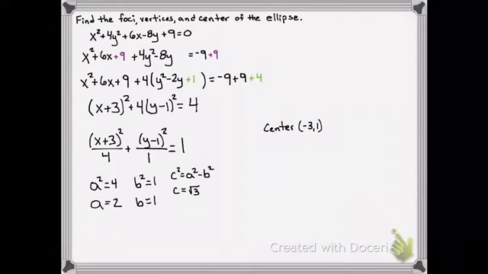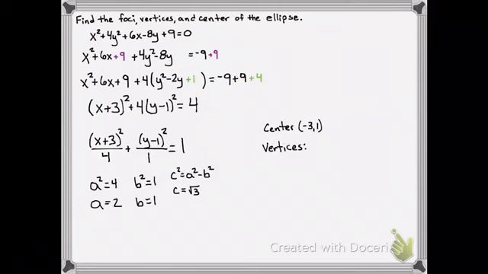This is a horizontal ellipse because x comes first, it's got the bigger denominator, and so the x values of the foci and the center, they're the ones that are going to be different. The y values are all going to be the same. So, from my center, I can get the vertices very, very easily. The vertices are simply going to be a plus and minus the center for the x values.